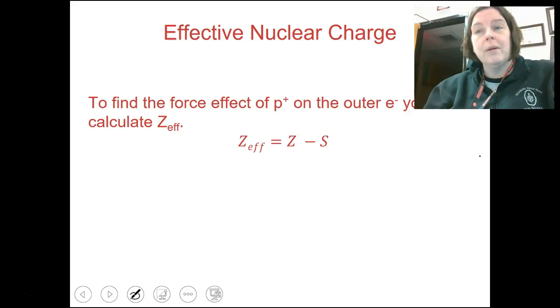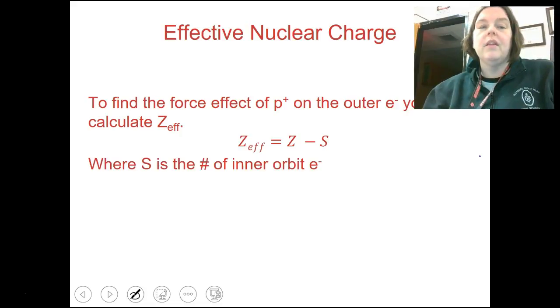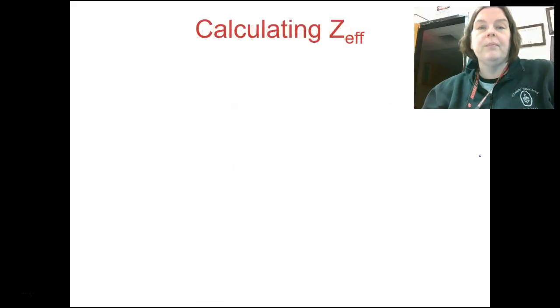Remember, Z is the atomic number, which equals the number of protons. But we need to know what S is. S is the number of inner orbit electrons. Any electron that is not in the valence orbit, or the outer orbit, is considered an inner orbit electron. And so we have to consider those. So let's look at an example.